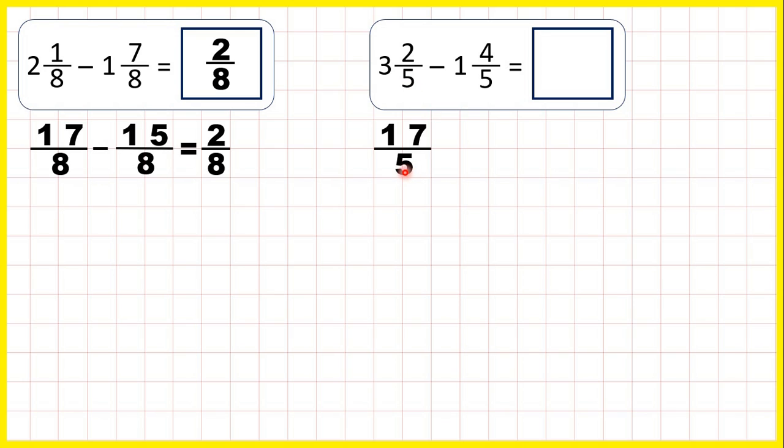denominator stays the same. We're subtracting 1 and 4/5, which is 9/5 as an improper fraction, because 1 times 5 is 5, and then 5 plus 4 is 9.